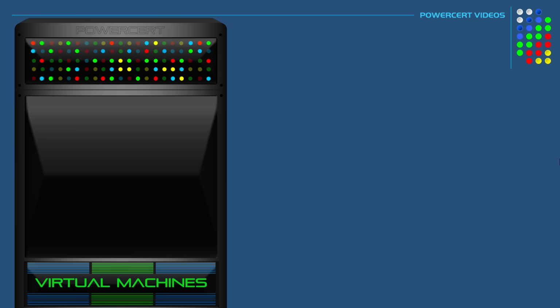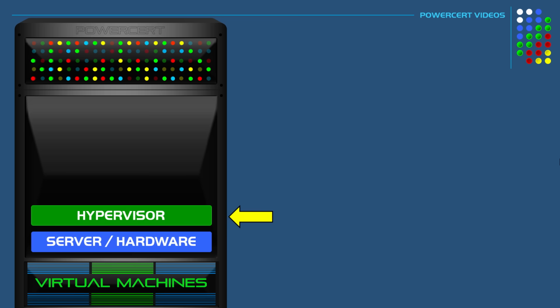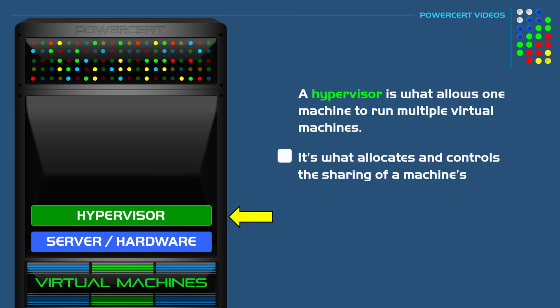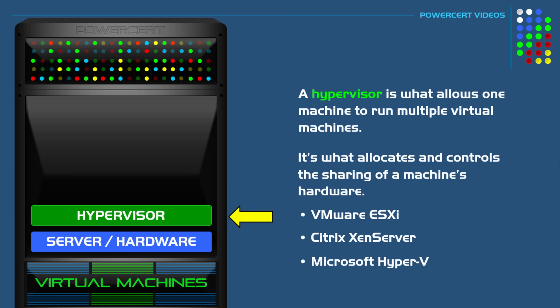So as you can see on this graphic, to build virtual machines, you start off with hardware, such as a server. And then on top of the hardware, there's software called a hypervisor. A hypervisor is what allows one machine to run multiple virtual machines. It's what allocates and controls the sharing of a machine's hardware. Some common hypervisors are VMware ESXi, Citrix XenServer, and Microsoft Hyper-V.